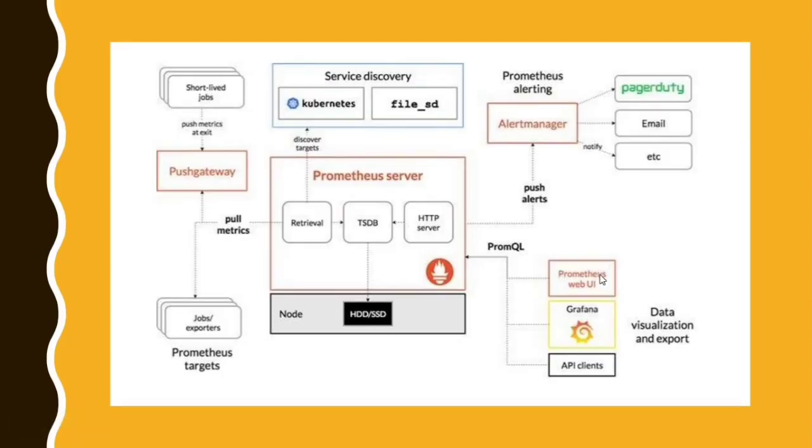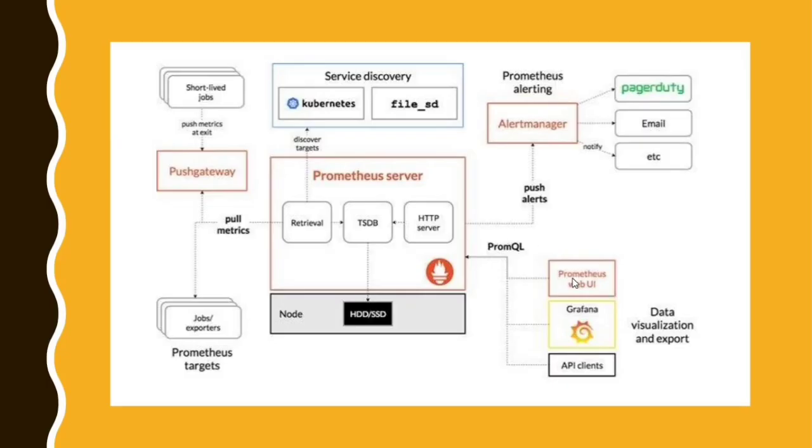Next is the Prometheus Web UI, which connects to the Prometheus server using something called PromQL, which is Prometheus query language. You can think of PromQL like a search tool, which allows you to ask questions and get specific data from the Prometheus server. For example, you can ask what the CPU usage was on a particular server over the past hour. You can check the memory usage across all the servers at the same time.